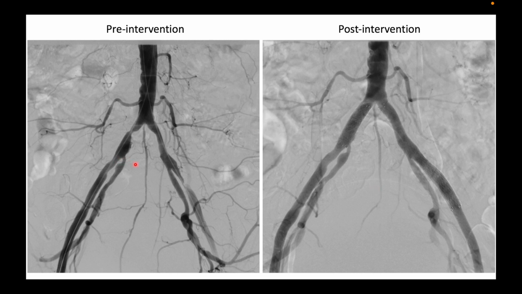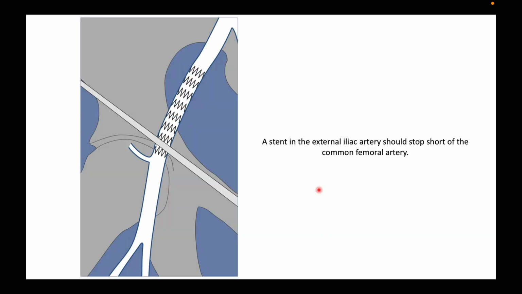So that's the pre-intervention. You can see the disease, and you can see here post-intervention for comparison. Now, what you do avoid is a stent in the external iliac artery extending into the common femoral artery. Common femoral artery is the groin area where there's going to be a lot of bending forces, and there's a high probability of stent to fracture, and therefore even if you are stenting the external iliac artery, you tend to stop before reaching the common femoral artery. You prefer not to stent common femoral. That's an area where the vascular surgeon can easily do endarterectomy of the common femoral artery.